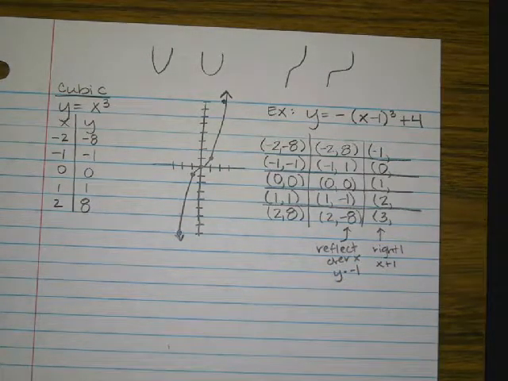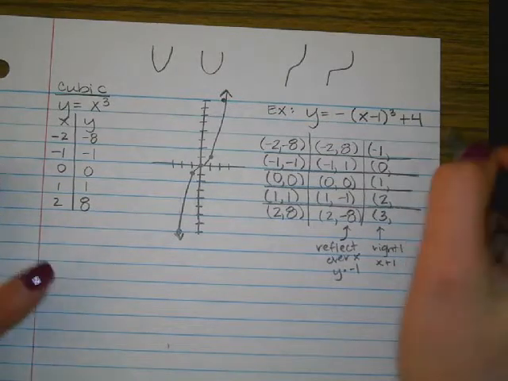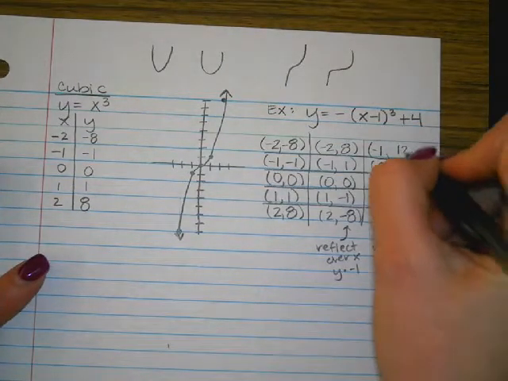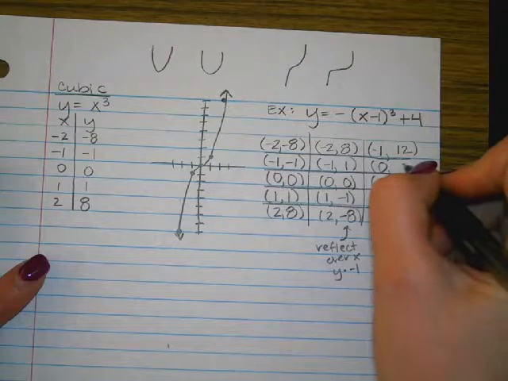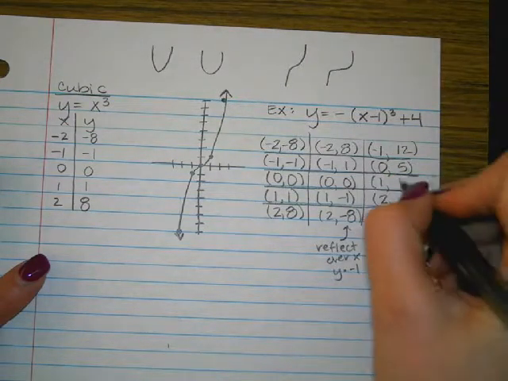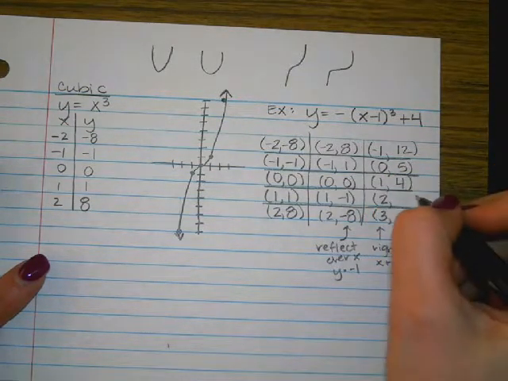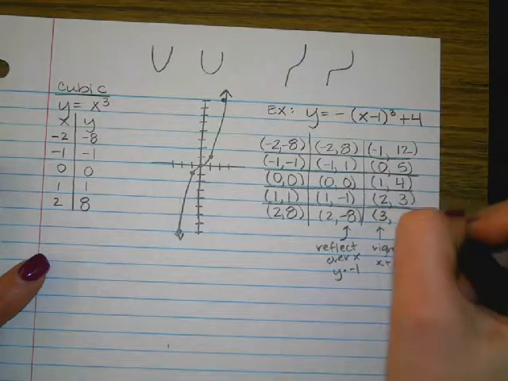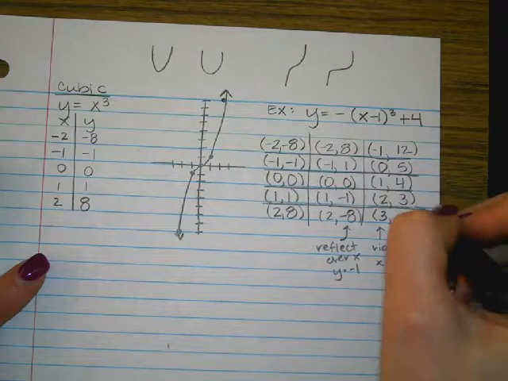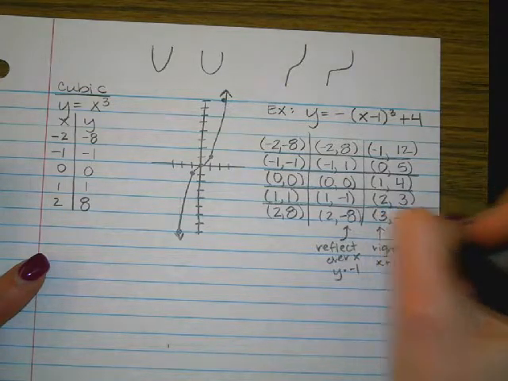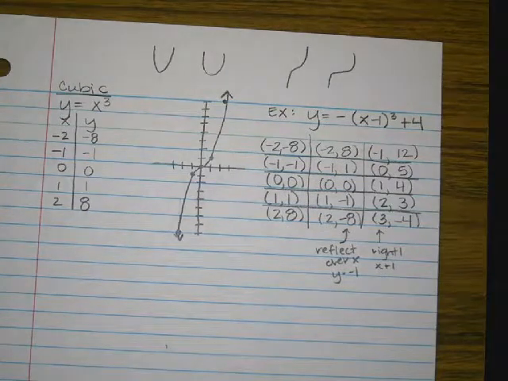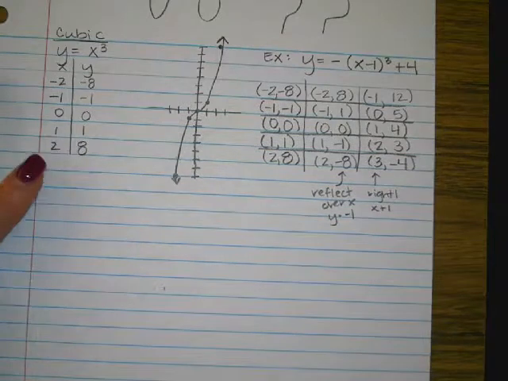And then what's our last transformation? Up 4. So 8 plus 4 is 12. 1 plus 4 is 5. 0 plus 4 is 4. -1 plus 4 is 3. And then -8 plus 4 is -4. Okay. So this one is going to be less awesome to draw since it goes all the way up to 12.